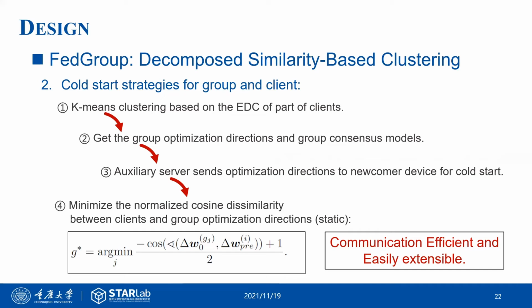assignment. If a newcomer joins the training network, the server minimizes the normalized cosine similarity between the optimization directions and the client's pre-trained updates. That is, the client will choose the group with the most similar optimization direction. So the main advantages of our clustering strategy are that it is more communication efficient and easily extensible.